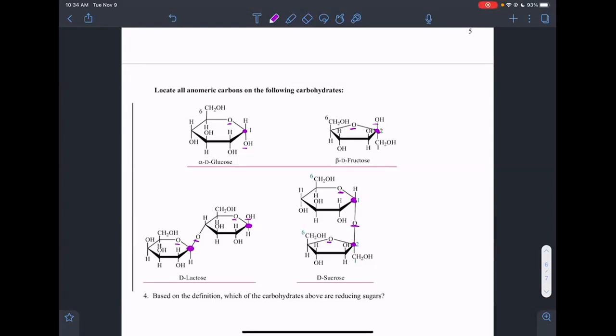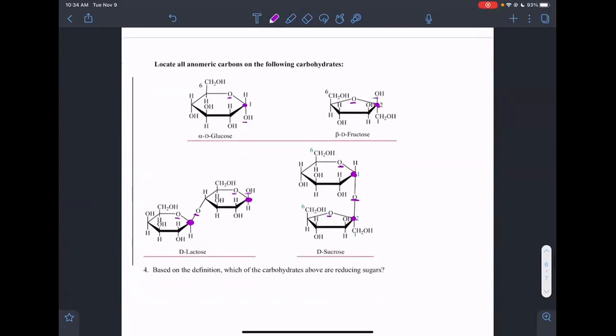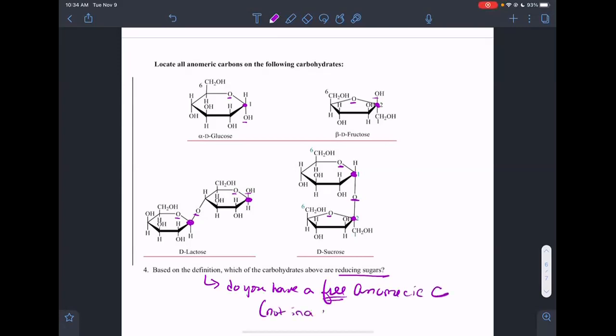Okay, so if you look at these, the question is, which ones are free? And this will tell you which of the carbohydrates are reducing sugars, which is number 4. We have to identify based on the definition. So do you have a free anomeric carbon, which is not in a glycosidic bond?